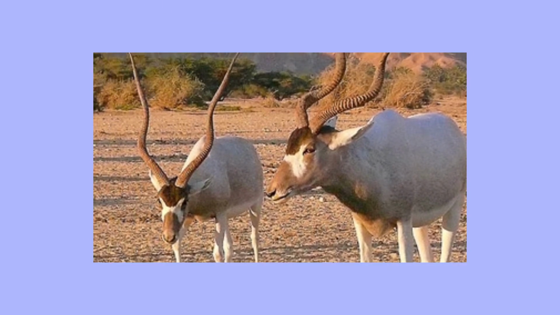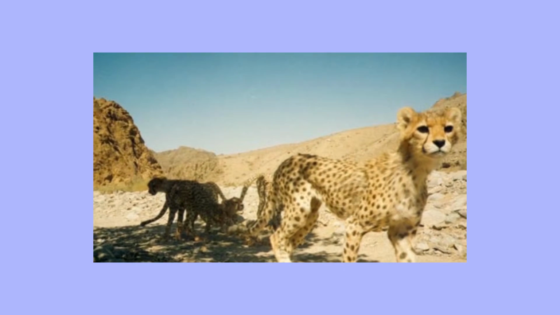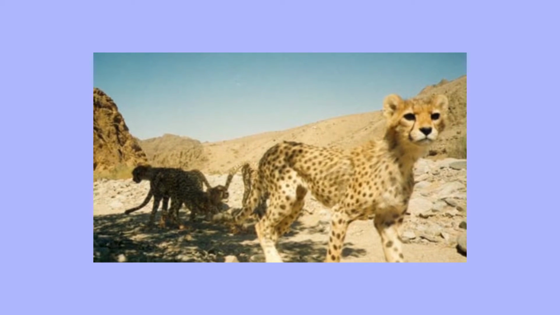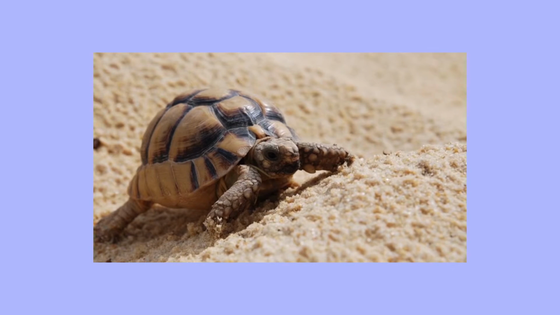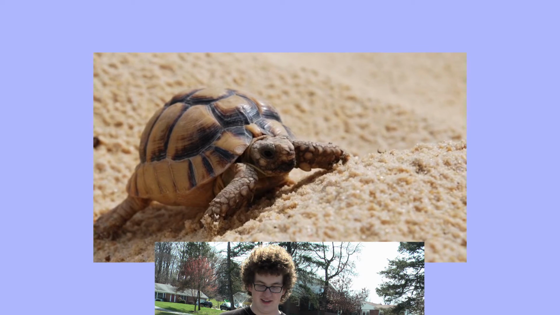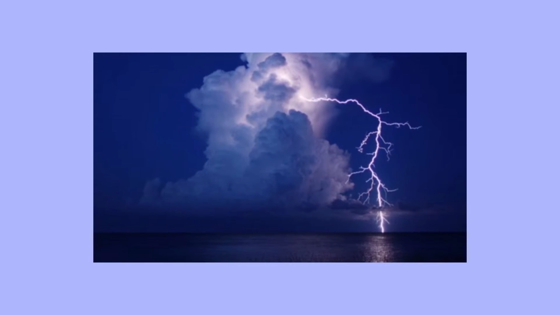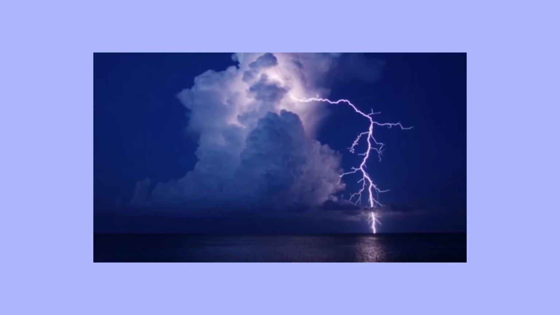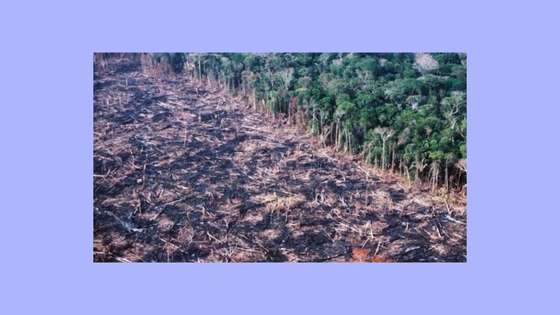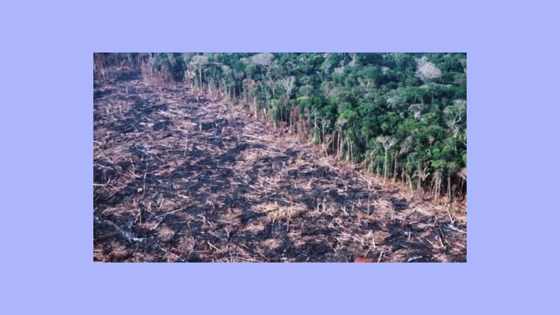For example, in our biome, the desert, many species like the ones in the pictures are endangered because of climate changes and overhunting. Now, talking about disturbances. If you have a natural disturbance, like fire or heavy storms, the damage will be temporary. It may take a while, but the ecosystem will eventually recover.